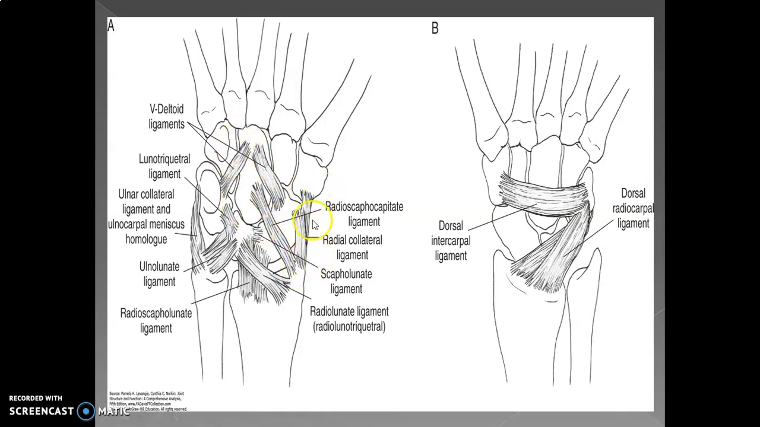Then these are the lateral ligaments, that is the radial collateral ligament, which is on the lateral part of the wrist joint. Here you can see the ulnolunate, between the ulna and the lunate. Then you also can see the ulnar meniscus homologue, which we have already seen in the earlier pictures. You have the intercarpal ligaments such as the lunotriquetral. You have the lunotriquetral here, and also the V deltoid ligaments, which connect between the lunate and the capitate, which is an important distal carpal bone.